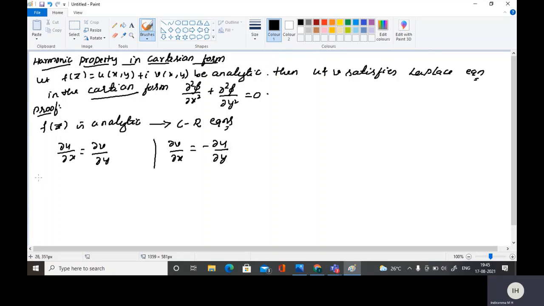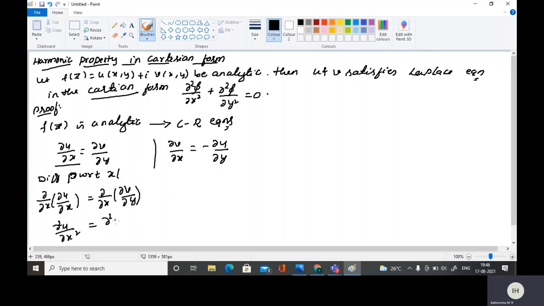Next, what will I do? I will differentiate this partially with respect to x, keeping y constant. The differentiation of this partially with respect to x: dou by dou x of dou u by dou x is equal to dou by dou x of dou v by dou y. It becomes dou square u by dou x square is equal to dou square v by dou x dou y. That's it.